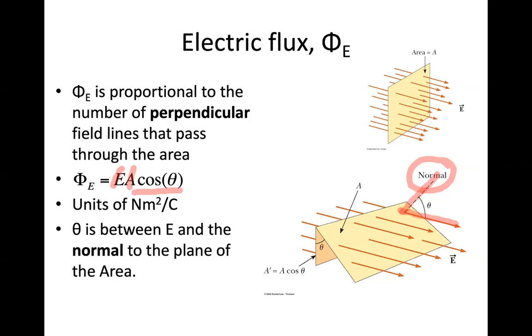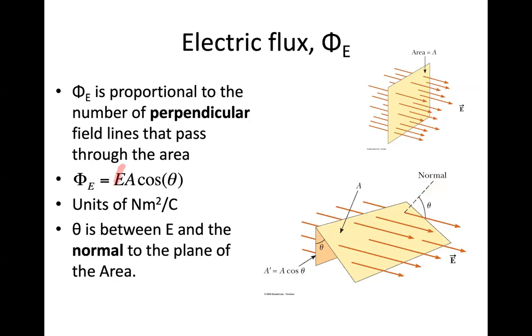Theta is not being defined from the surface to the E field. Theta is being defined from the normal to the E field. Okay, so the normal and the surface always make 90 degrees to each other. That's the definition of normal. Right, so here's the normal and here's the surface. They're going to be at 90 degrees. That's our definition of normal. And our theta is going to be measured from the normal.